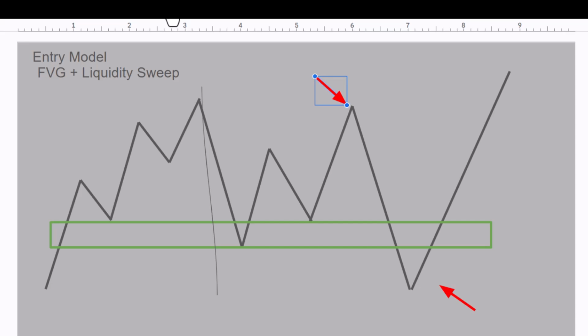But at the same time, there are lots of orders on this way too. Thousands of orders in these levels and on these levels here. So price is eating up all these levels, and then it's pushing up right here.